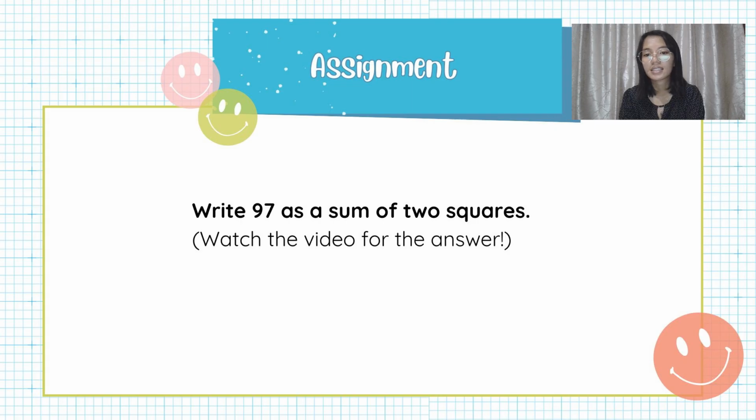Write 97 as a sum of two squares. I will leave that as an assignment. So that's all for today.